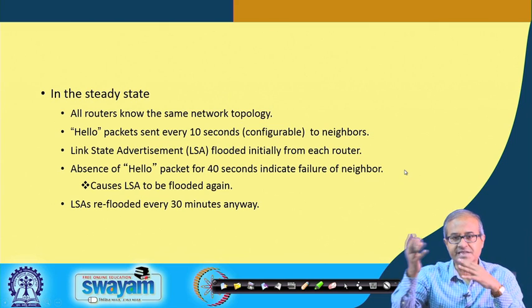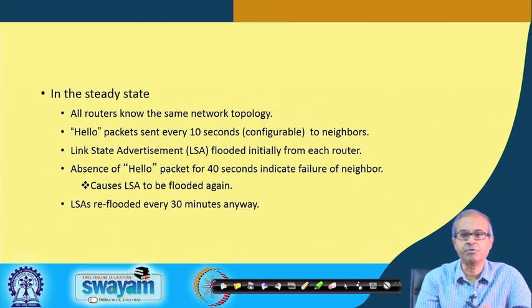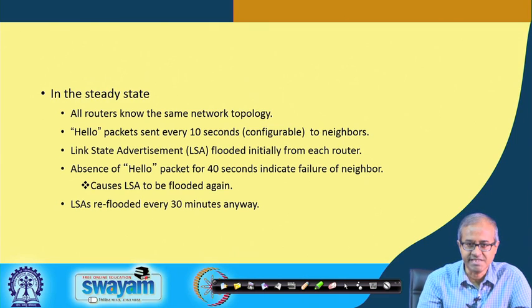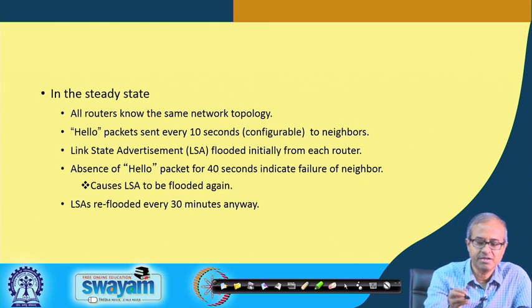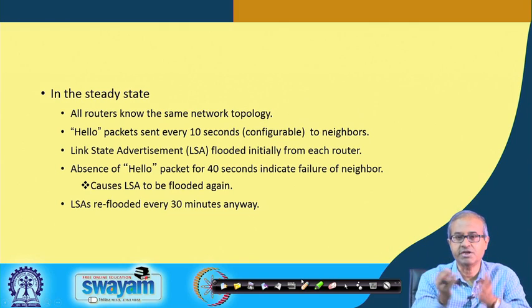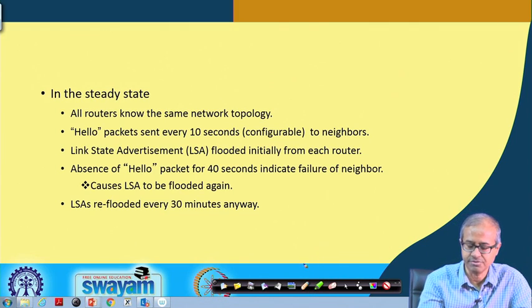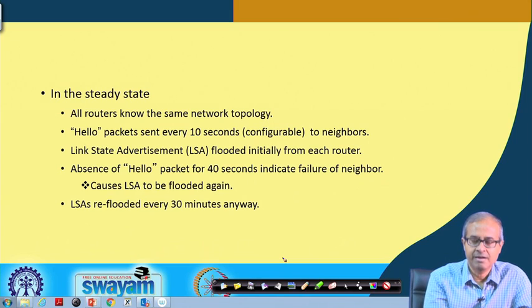So, in the steady state, after the link states are exchanged and all the routers have computed the network topology, the distances, shortest paths, all routers will finally have the same network topology after the shortest paths are all computed and calculated. Okay. There are a few other things.